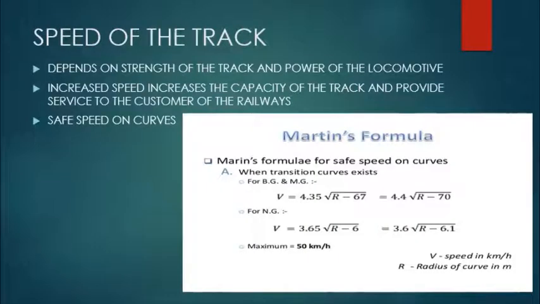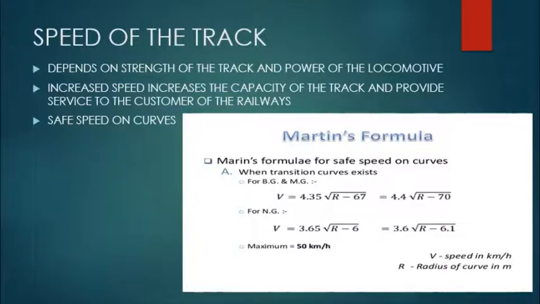Next we will discuss the speed of track, the safe speed or the permitted speed on the track. The speed of the track mainly depends on the strength of the track and the power of the locomotive. Increased speed increases the capacity of the track and provides service to the customers of the railways. The safe speed on the curves can be determined using Martin's equations or the empirical equations. The equations are as follows.